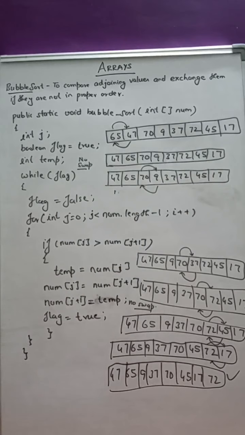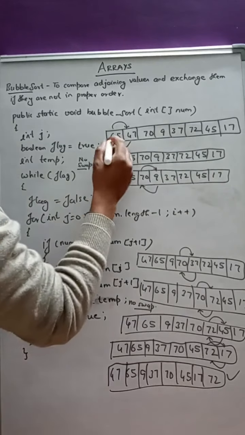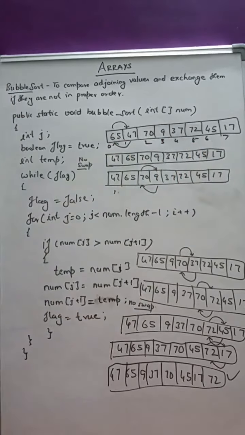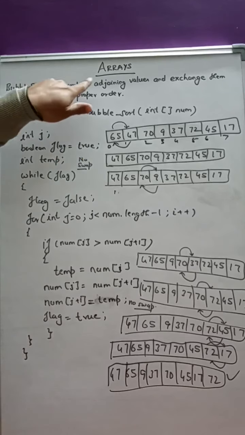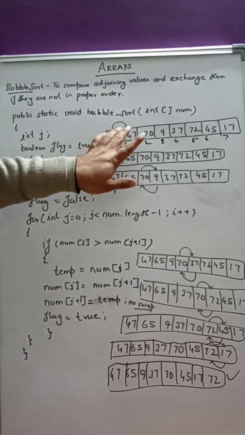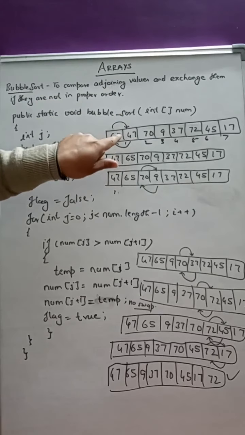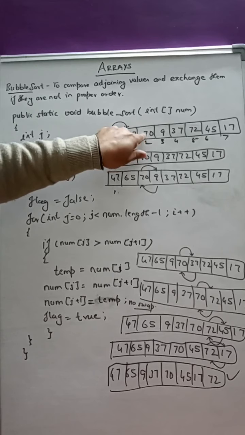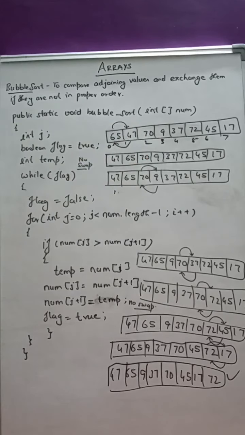In this example, we will start from the 0th index: 0, 1, 2, 3, 4, 5, 6, 7. So these indexes we have written. Now the definition says that you have to compare adjoining values. Adjoining values are these two values, like 65 and 47. In the same way 47 and 70 are adjoining values, and 70 and 9 are adjoining values. Whatever value is next to another value, these are known as adjoining values.